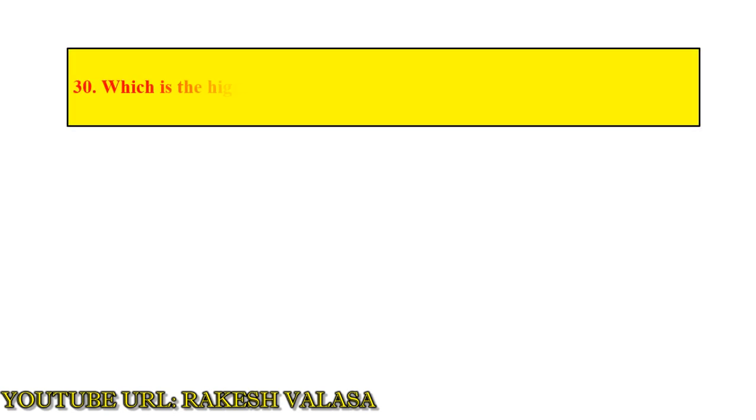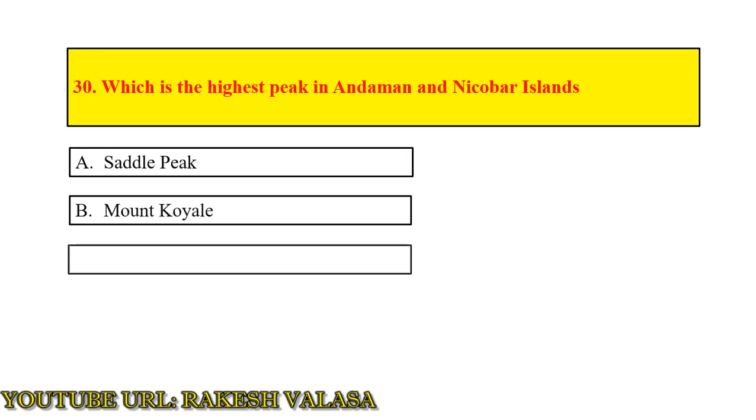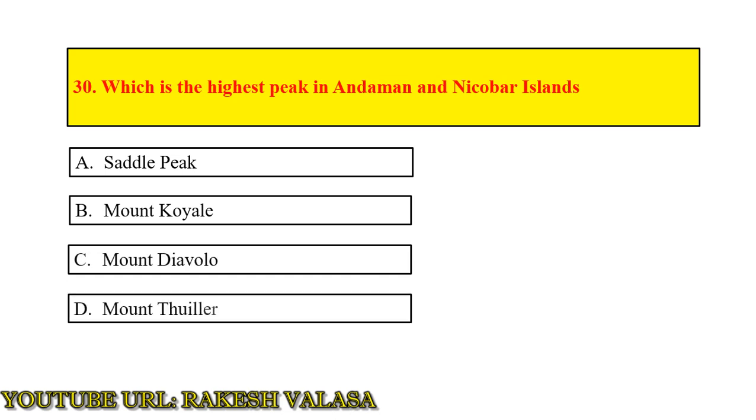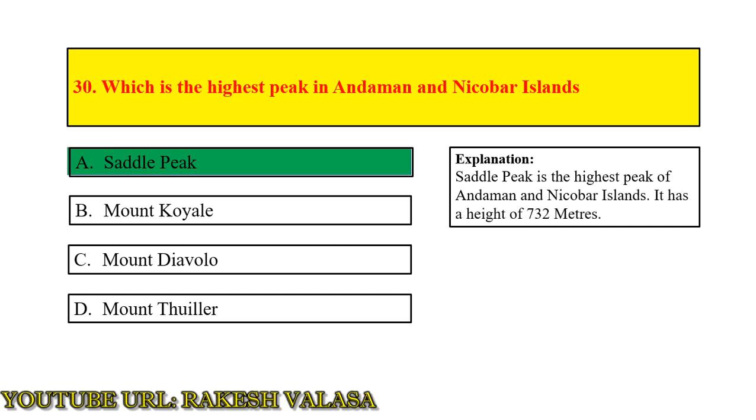Question number 30. Which is the highest peak in Andaman and Nicobar Islands? Answer. Saddle Peak. Explanation. Saddle Peak is the highest peak of Andaman and Nicobar Islands. It has a height of 732 meters.